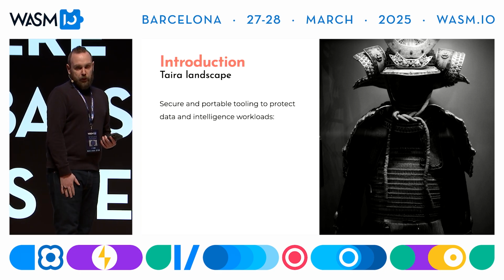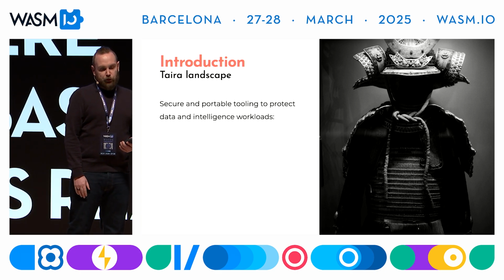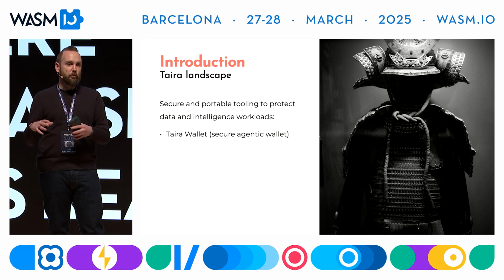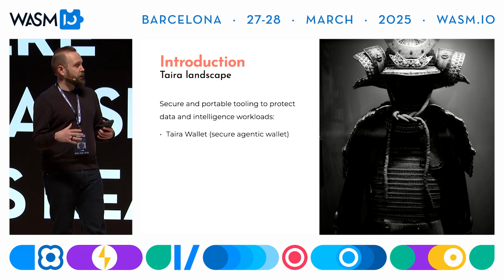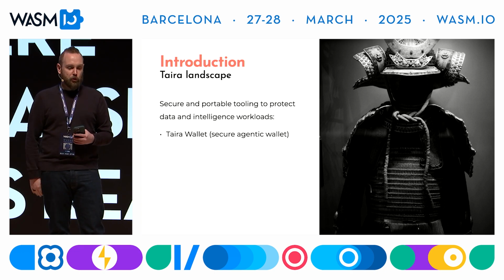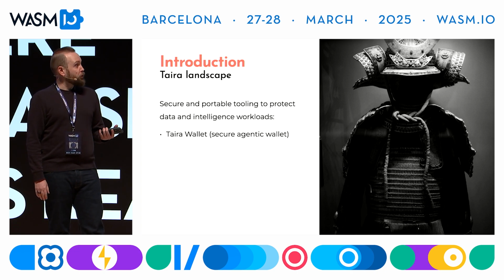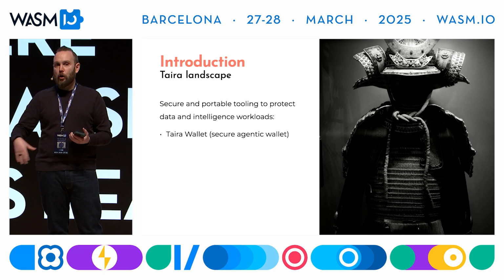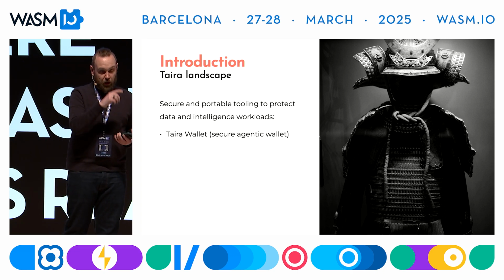So Taira is the first project I mentioned. It's secure and portable tooling. So we want to bake privacy in there. We want to make it really simple and reduce the technical complexity of applying privacy into your solutions and your services, automotive being the most complicated. So the main product we have sits in a consumer-facing angle. It can sit in the dashboard of a car, it can sit on your phone, and it's called Taira Wallet.